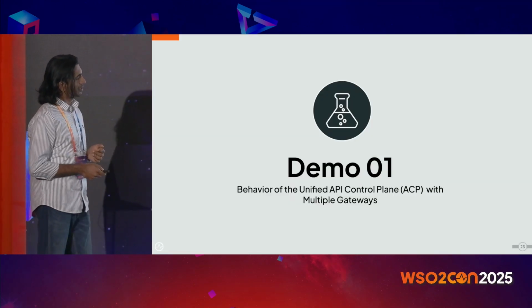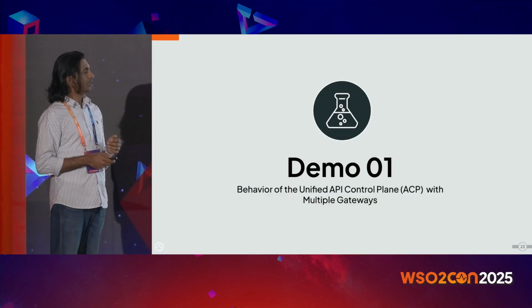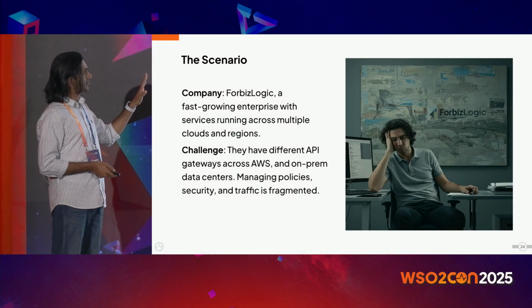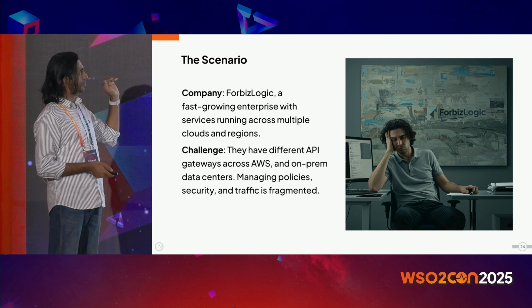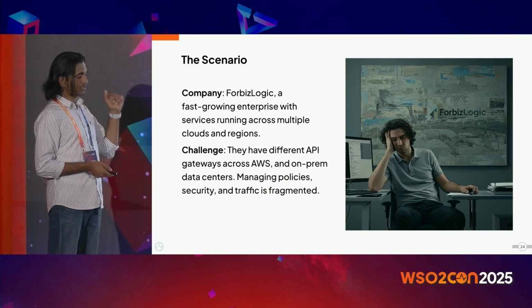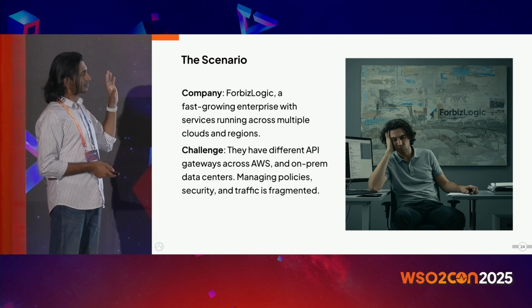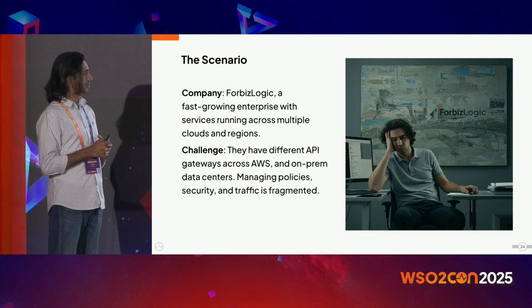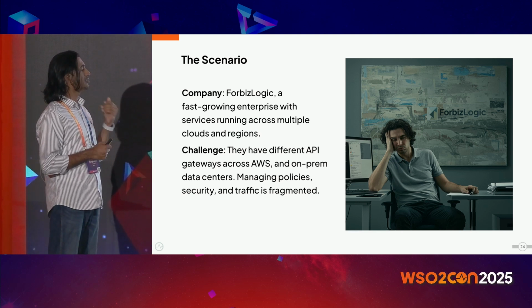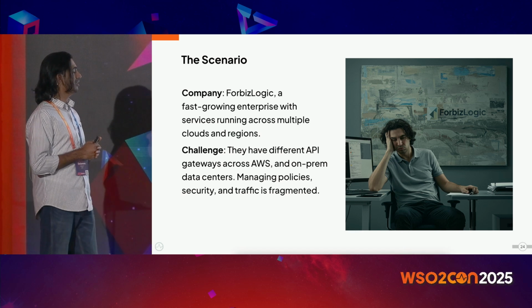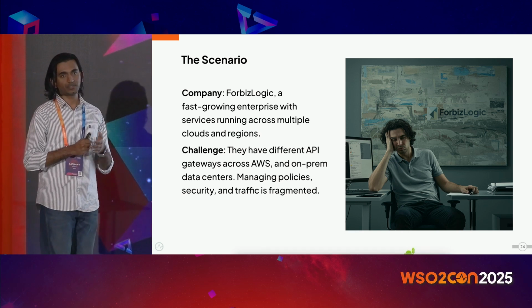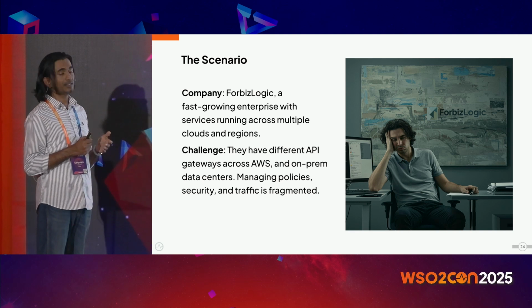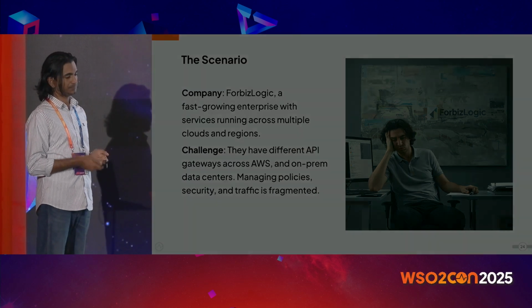Then I'll jump into the demo. Here's my scenario. We have an organization called Forbes Logic, and they want to implement API management. One of the challenges they are facing is that they need to have different gateways across different environments, and managing policies and traffic is the problem they are trying to solve.